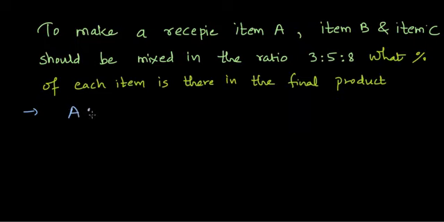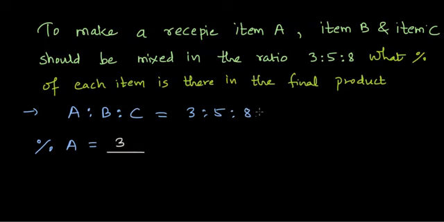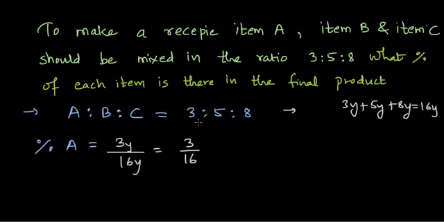So we know that item A is to B is to C is 3:5:8. Now the percentage of item A can be given by the parts of item A, which is 3, divided by the total parts. Total parts simply will mean 3y plus 5y plus 8y. And if we are writing y, we would also write y for item A. And this gives me 16y, or this is simply 3/16.